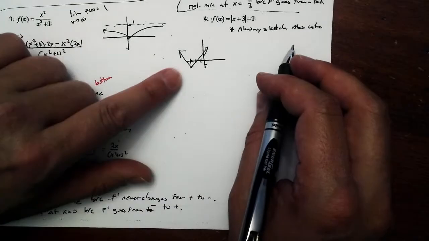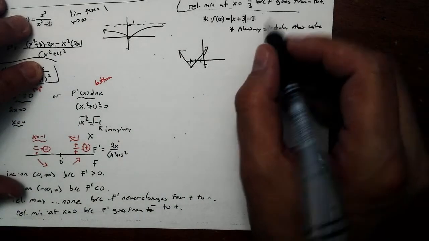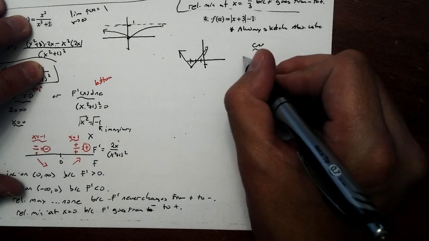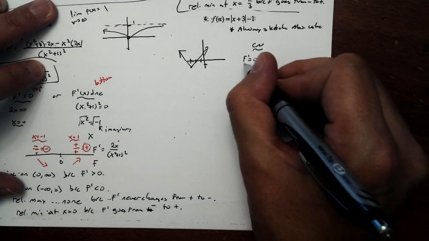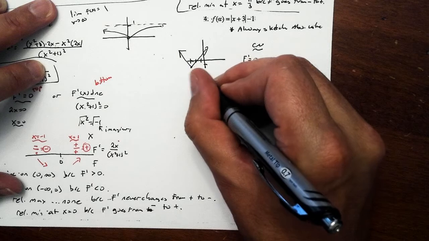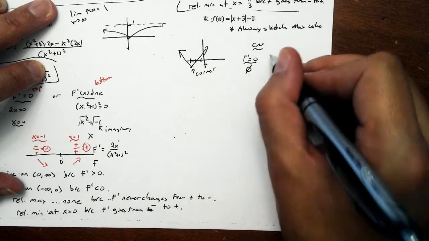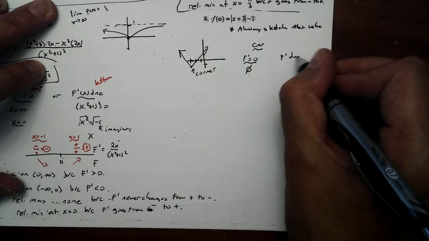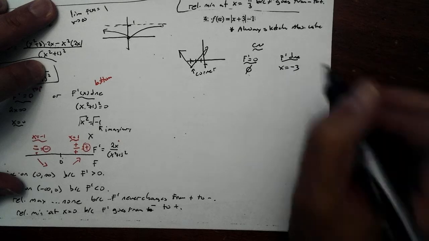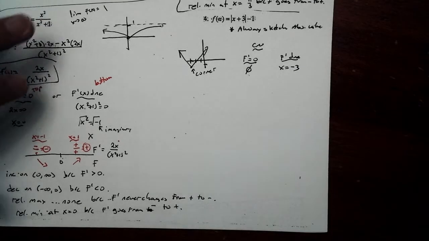So this time to get my critical numbers, I don't really need to do the derivative. I can just look at my graph. Where does the derivative equal 0? Nowhere. It's a corner right there. So that's not a 0 slope. Where does the derivative not exist? X equals -3, where the corner is located.